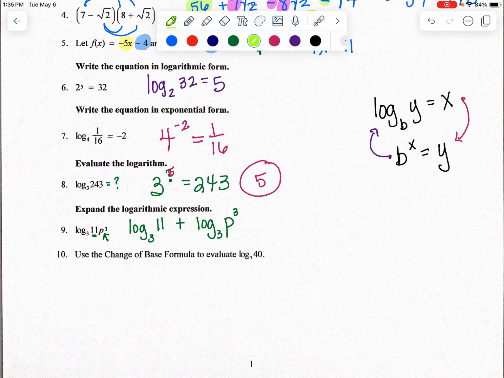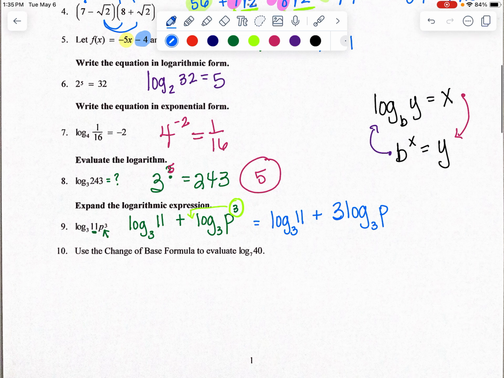And really the last thing you need to do is use that exponent rule, right? Take this 3 and it's going to move to the front right here. So my final answer for number 9 is going to be log base 3 of 11, that's going to stay the same, nothing's going to change. And that 3 that was an exponent is going to move to the front, so it's going to be 3 log base 3 of p. So that's expanding the logarithm.